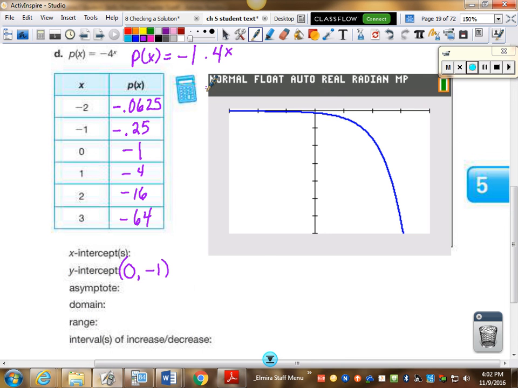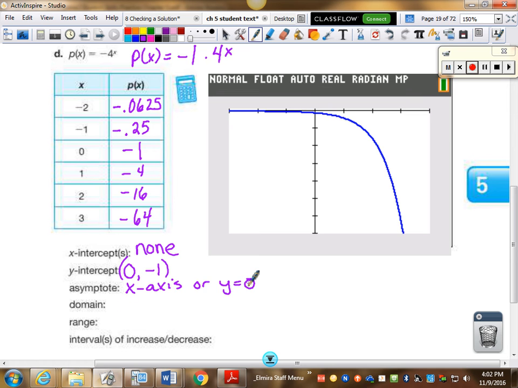Okay, x-intercept, trick question, none. Exponentials don't cross the x. Pure exponentials that are not added or subtracted with anything, pure exponentials do not cross the x-axis. There's no x-intercept. The asymptote, again, is the x-axis, but I also want you to write y equals 0 because that's the name of the line for x-axis.